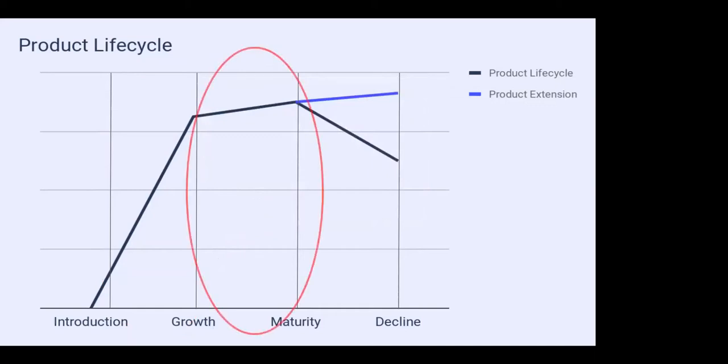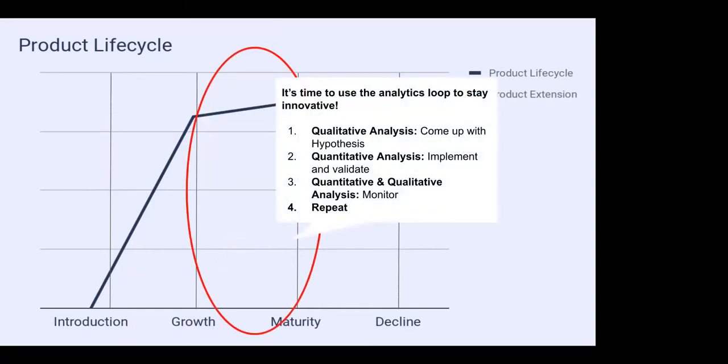The interesting stage is actually the maturity stage. Here, it's really important that you stay innovative. And one of our customers has a really sophisticated analytics loop that he established here. So they're using Amplitude for quantitative analytics and UXCam for qualitative analytics. And they're using UXCam to come up with new hypotheses. Then they implement this and they look at, okay, how does the number change in Amplitude, what's happening? And then they continue to monitor those changes.